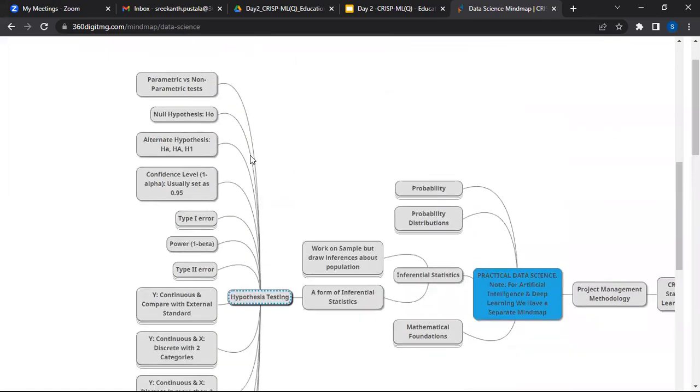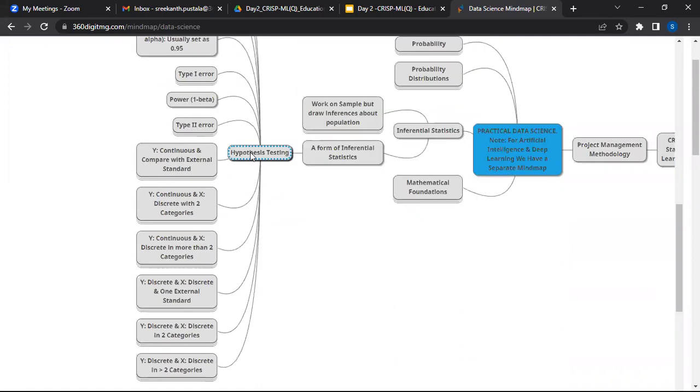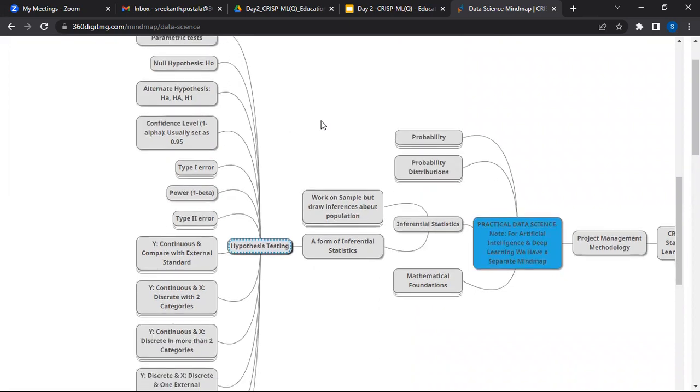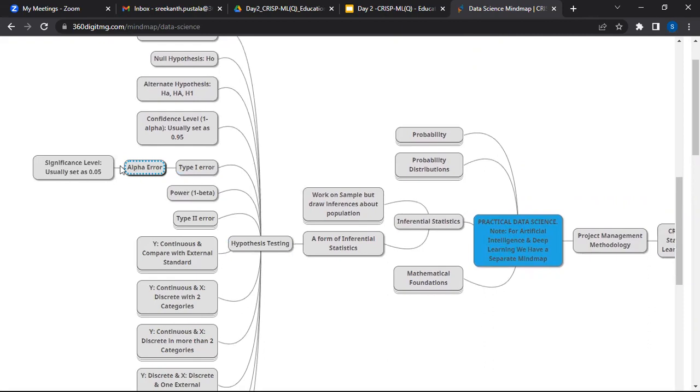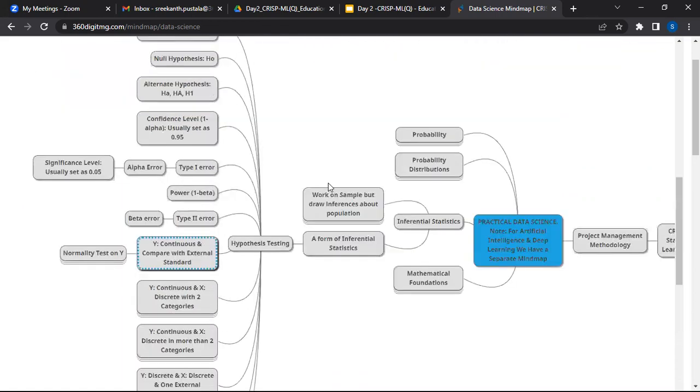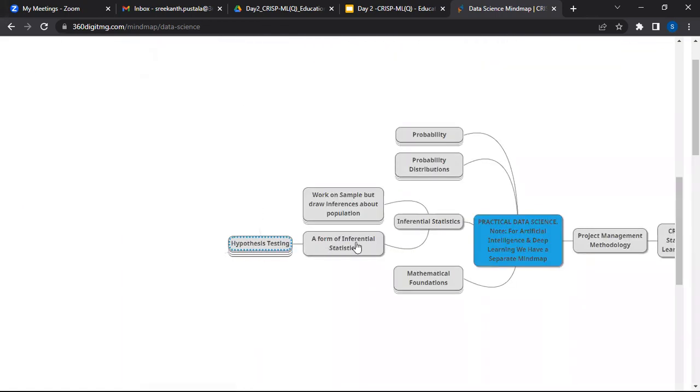When we look into hypothesis testing, there are different methods here: parametric versus non-parametric tests, the null hypothesis and the alternate hypothesis. We'll be looking into the confidence level, type 1 error, which is also called alpha error, where the significance level is usually set as 0.05, and type 2 error, which is called beta error. Y is continuous and compared with an external standard, so we have the normality test. All these are different things that we are going to have in hypothesis testing.